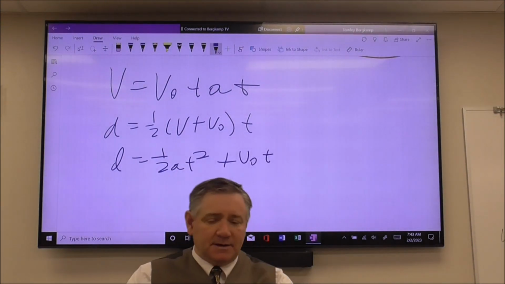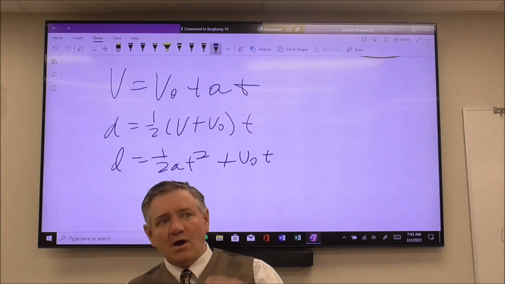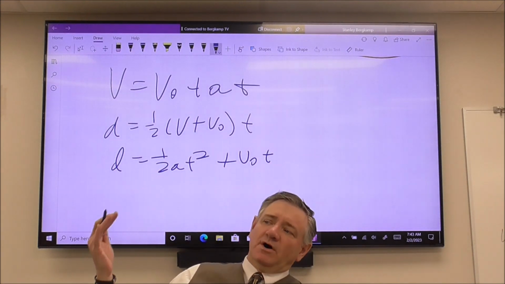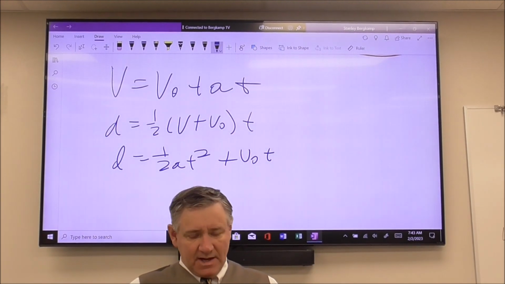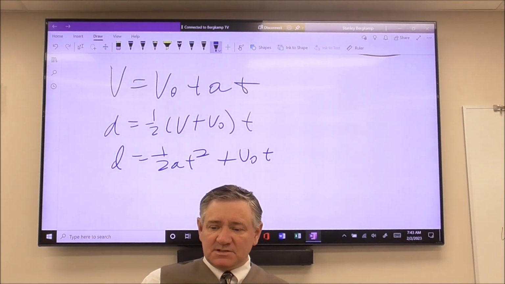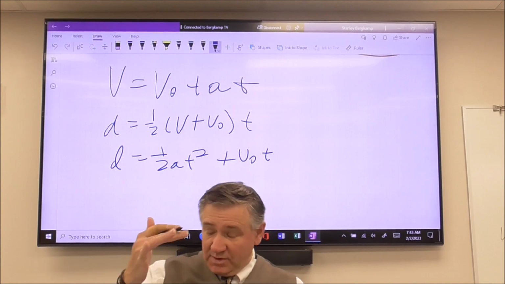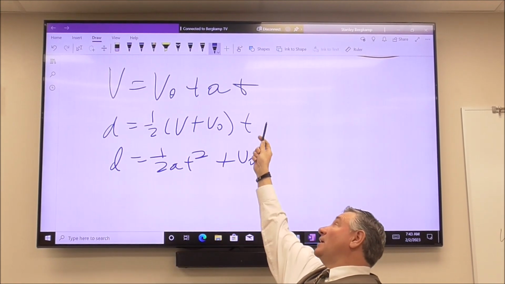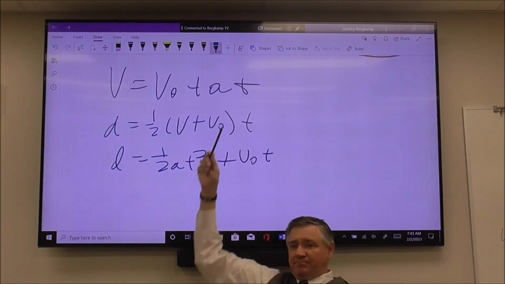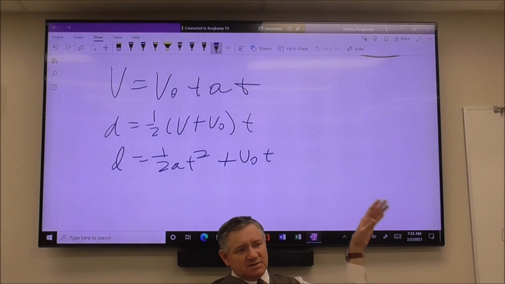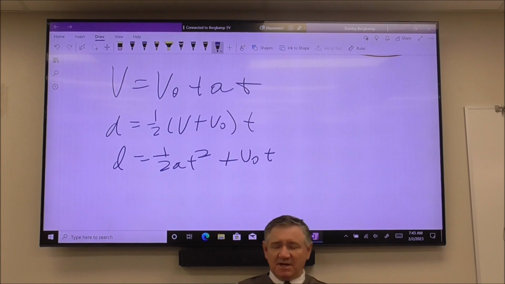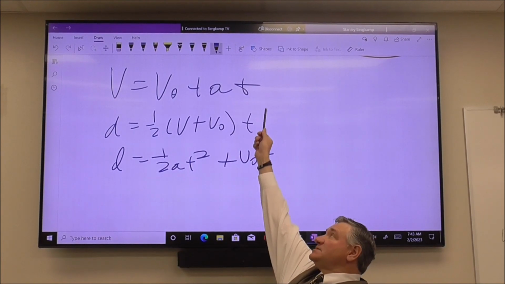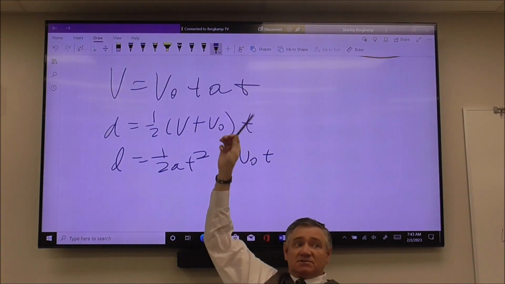Now, all of them are unique based upon the information that you have and you're given. The unique thing about this first equation is that it's the only one that doesn't involve distance. We're actually going to end up with 4 equations today. This is the only one that doesn't involve distance. All the other ones do.